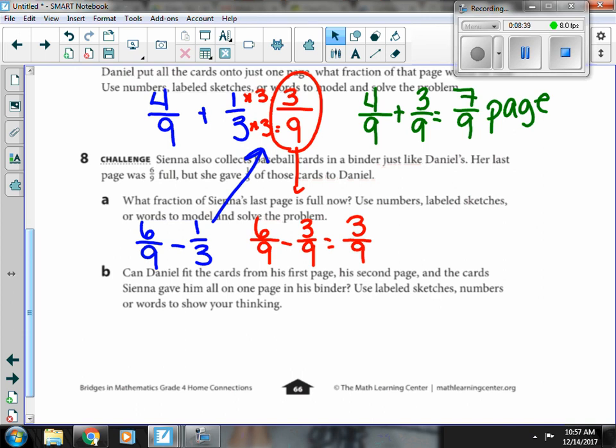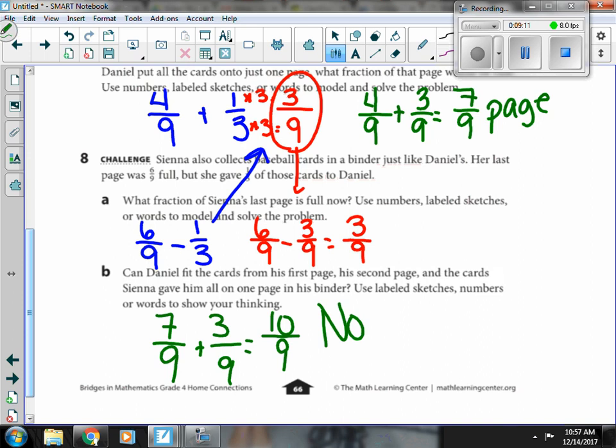Can Daniel fit the cards from his first page, his second page, and the cards that Sienna gave him all on one page in his binder? Well, we figured out if I combine my first and my second page, I have 7/9. So I'm going to start with 7/9. And she gave him 3/9, which means now he has 10/9. Can I fit 10 cards where I only have 9 spaces? Nope. So they cannot go all on one page. There would be 1 left over.